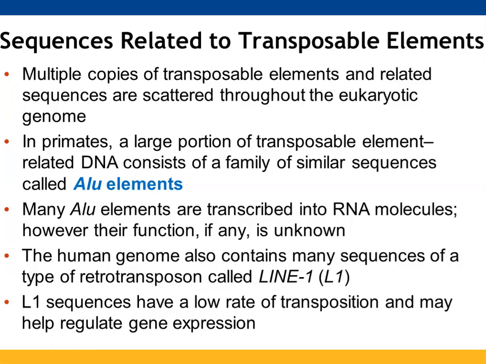Multiple copies of these transposable elements and related sequences are seen throughout eukaryotic genomes. In primates, large amounts of these transposable elements consist of similar sequences known as ALU elements. The ALU elements can be transcribed into RNA molecules. Function at this time is not known. We also contain a lot of these LINE-1 retrotransposons, L1s, and they have a fairly low rate of transposition. It's thought perhaps they might have some impact on gene expression.